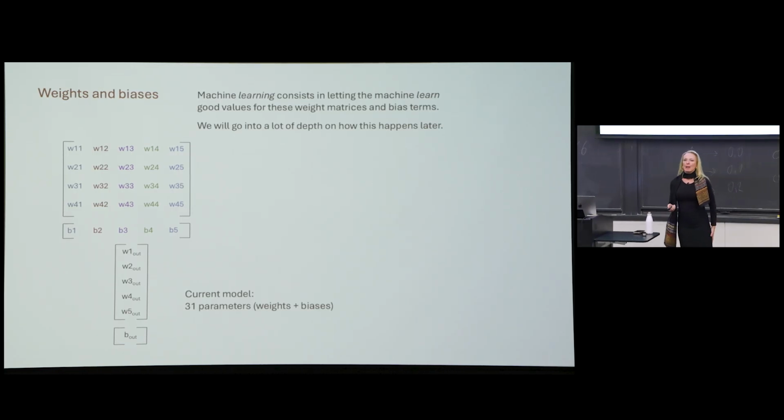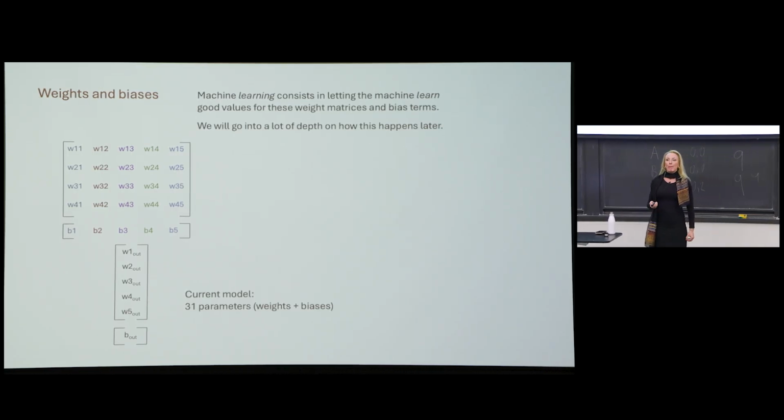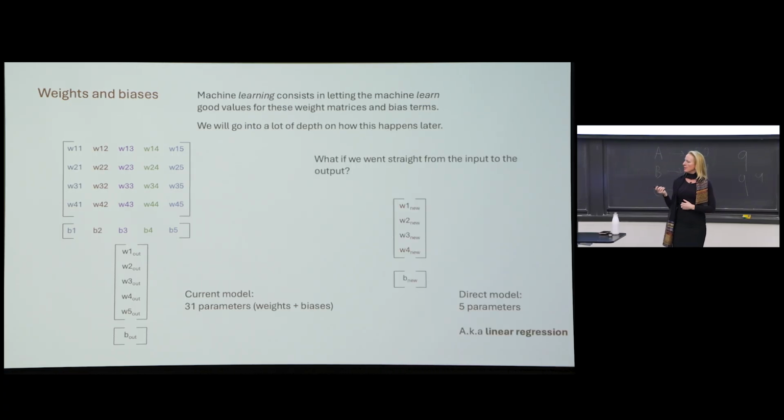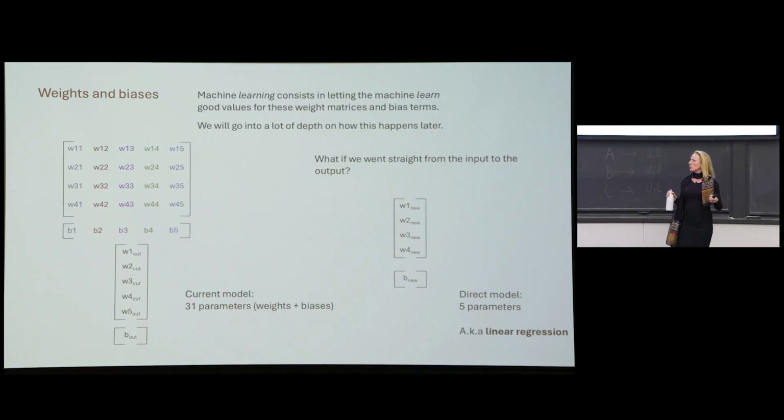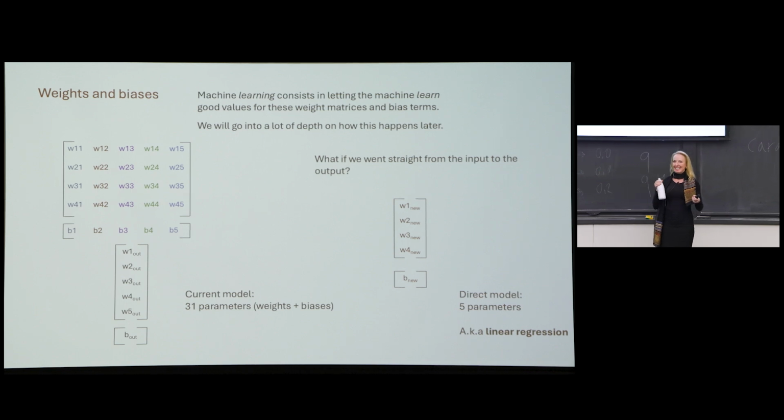What would happen if we just went straight from the input to the output? Like if I just took these 4 input features and did a weighted sum of them directly and used that as a prediction of price. This would mean I had 5 parameters in my model, right? So 4 weights, 1 each for these 4 input features, like square footage, bathrooms, bedrooms, lot size, right? Plus a bias term. This direct model is only 5 parameters, very simple. It's also known as linear regression.